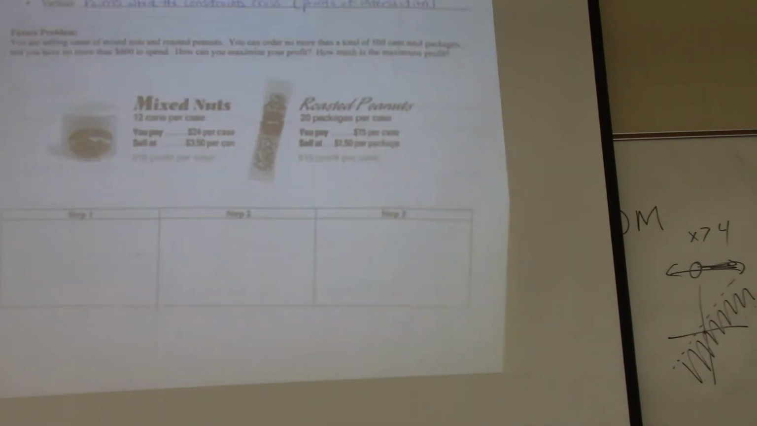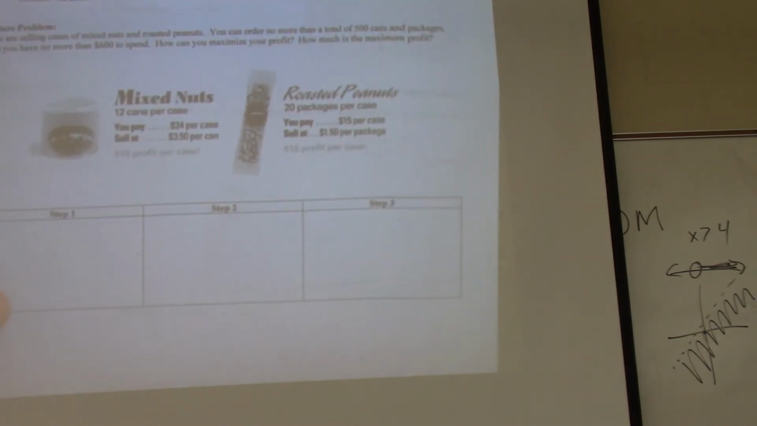But let's talk about this future problem. By future problem, I mean tomorrow. We have an example here where, like I said before, a distributor, some kind of store, is selling cases of mixed nuts and roasted peanuts. You can order no more than 500 total cans and packages. That means big bulk packages of these cans or these packages. And then you have no more than $600 to spend. Again, you have a budget. You don't want to go over. Plus, you know if you go over it, you're not going to make that money back, so you don't want to go over that. How can you maximize your profit, and how much is the maximum profit?